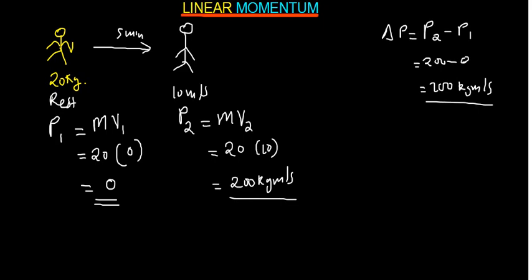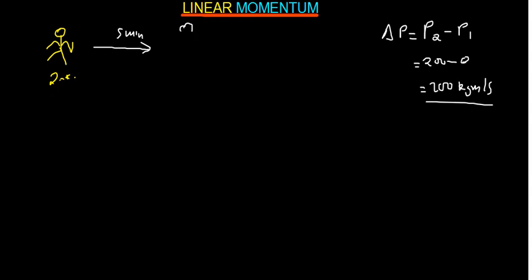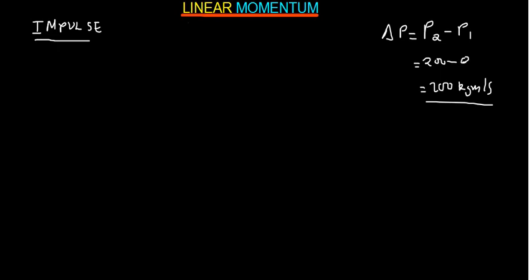So what I want you to realize is every time there is change in momentum, there is going to be what is called impulse. So we define impulse as a change in momentum. Okay? Impulse is defined as a change in momentum. So we are going to use the symbol I. So impulse is equal to change in momentum, like that. So take note of this.